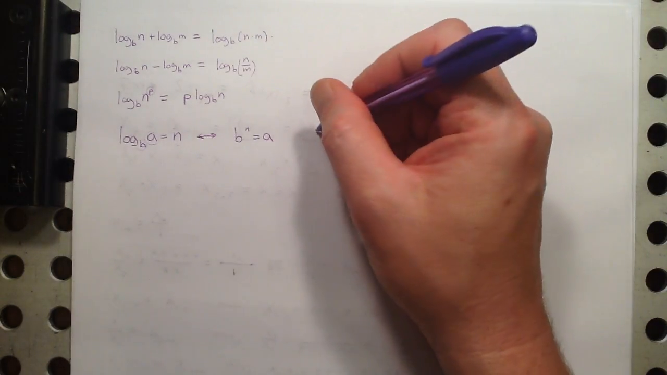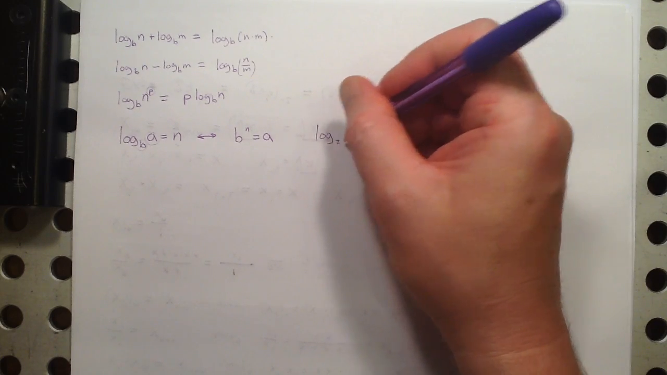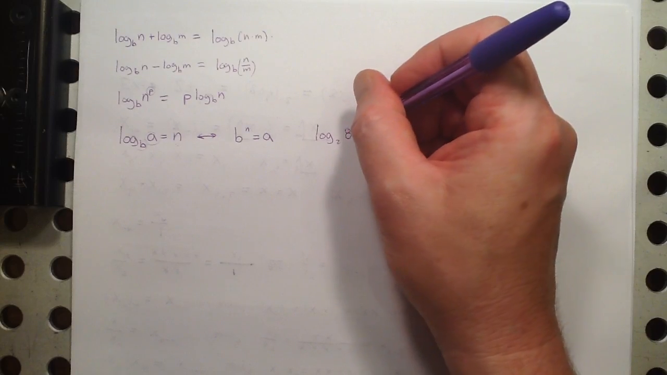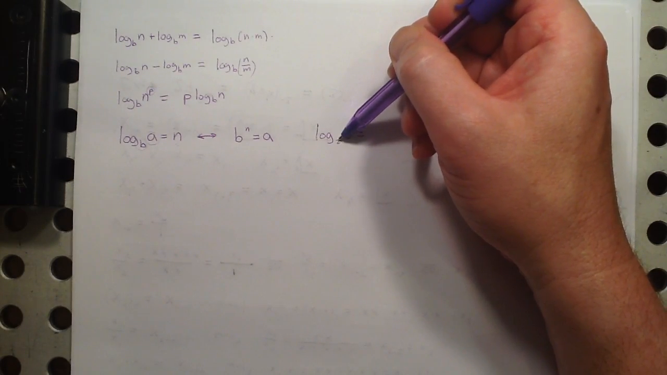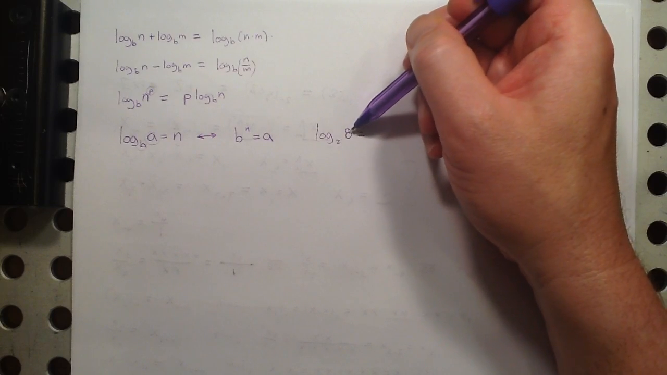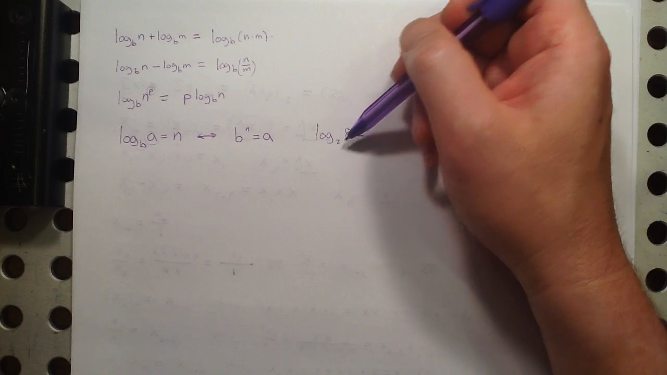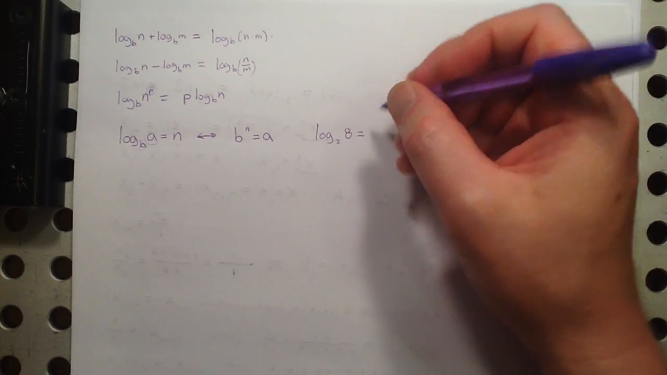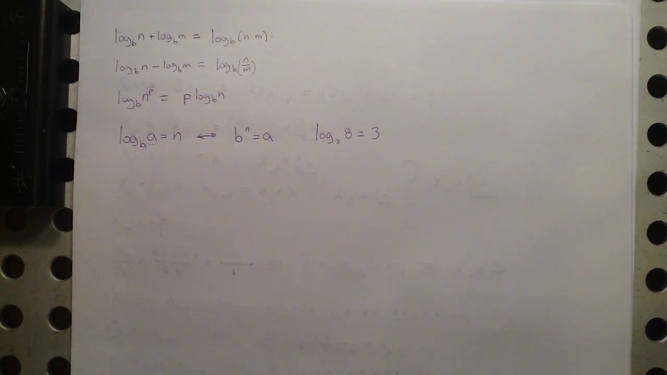So some examples, if I asked you what's log base 2 of 8, well, it's the power you have to raise 2 to get 8. So 2 to the something equals 8. Well, 3 is the power you have to raise 2 to get 8. And that's a nice easy one you can do without a calculator.